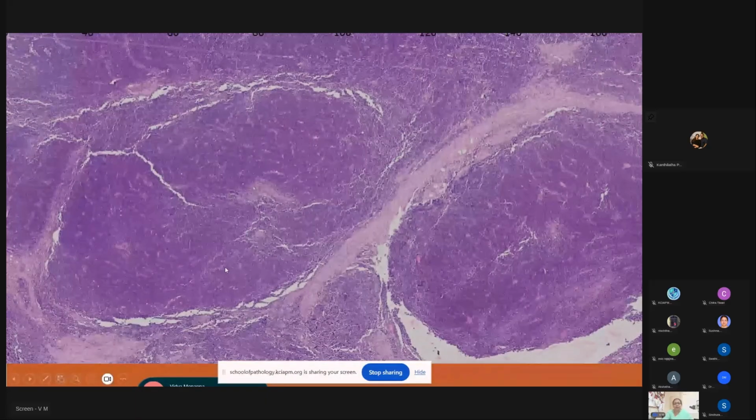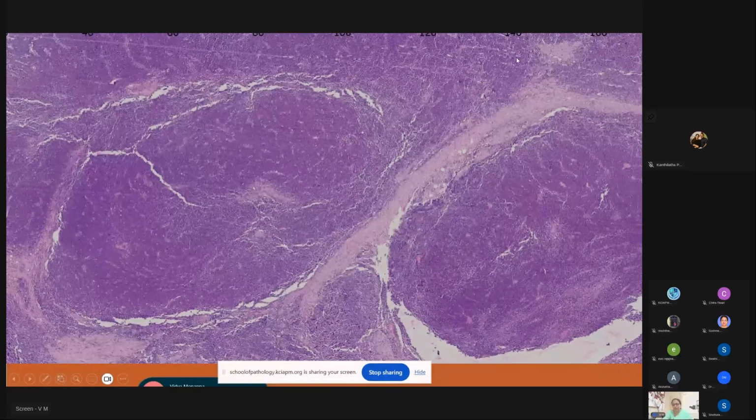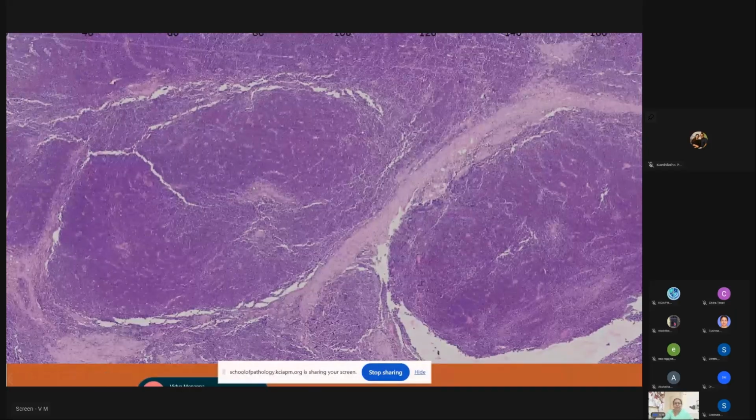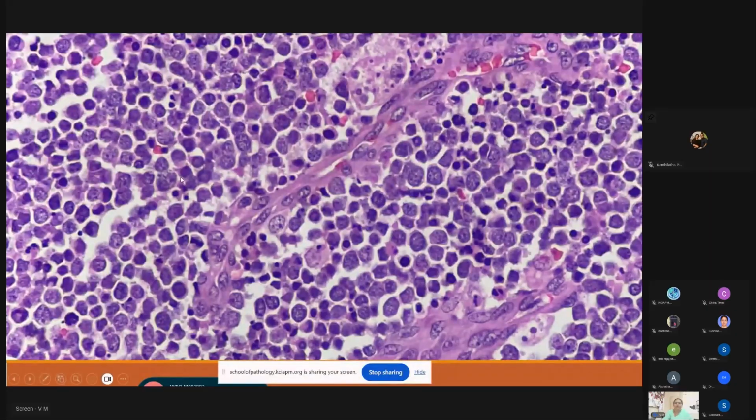I couldn't cover the entire image, so this is a lower picture. You're seeing nodular arrangement, and there are some fibrous septa here and there. Otherwise it is diffuse sheets. Now let us look at the cells in question.